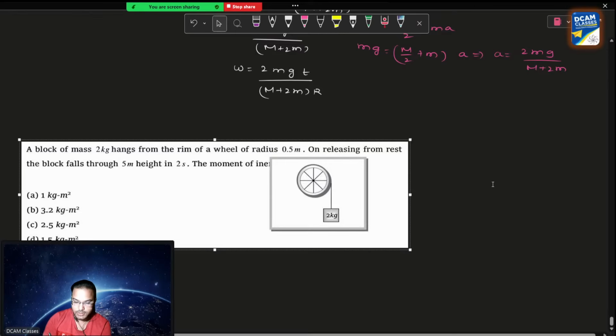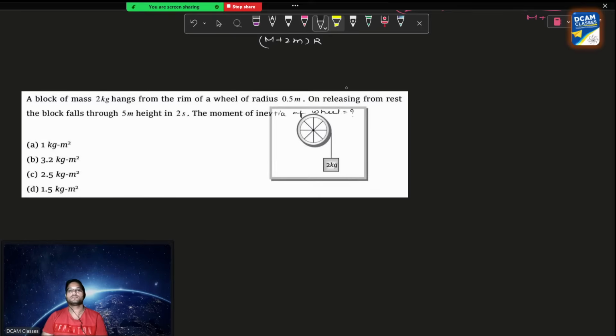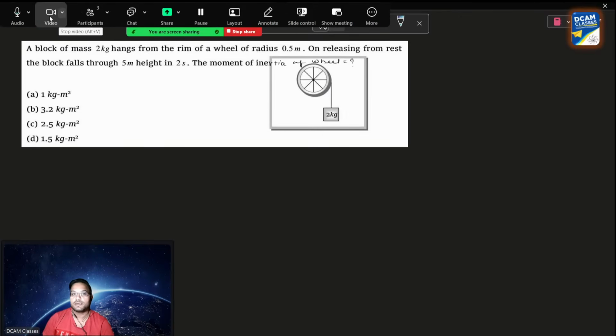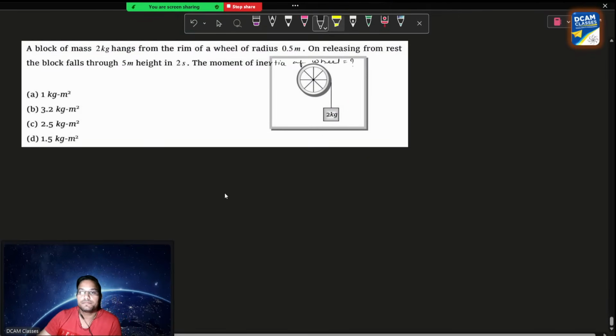What is the question? It's half the moment of inertia. The moment of inertia of the rim of the wheel he is asking. Try solving, and in the meantime I'll draw the diagram for the next concept.